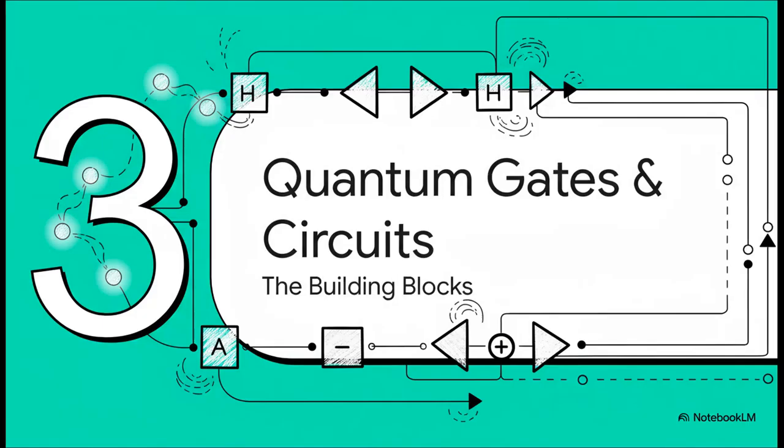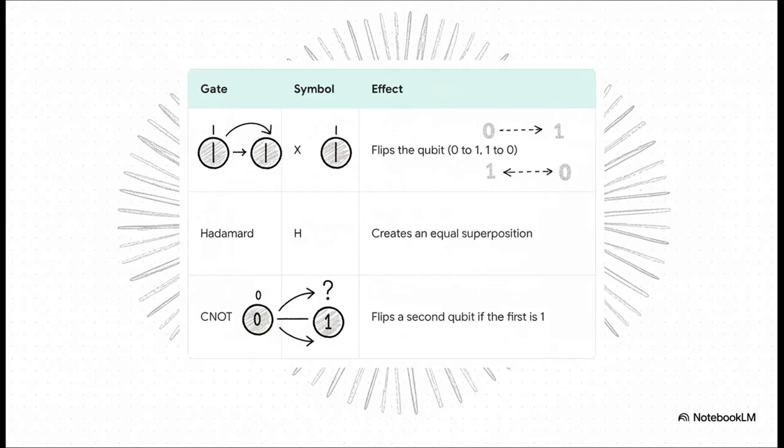Okay, so we've got these qubits that are in this state of superposition. Awesome. But now what? How do we actually tell them what to do? How do we compute? Well, that's where something called quantum gates comes in. They're basically the building blocks for programming a quantum computer. Yeah, you can really just think of these gates as commands. You've got simple ones like the Pauli-X gate. It's basically a flip command.